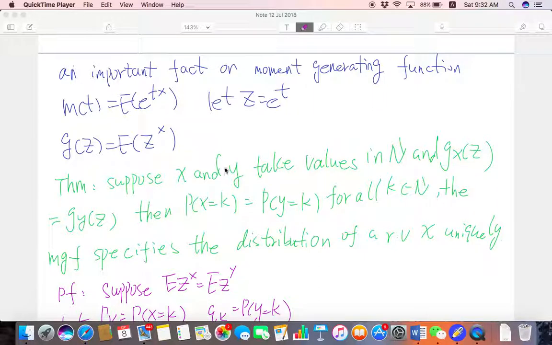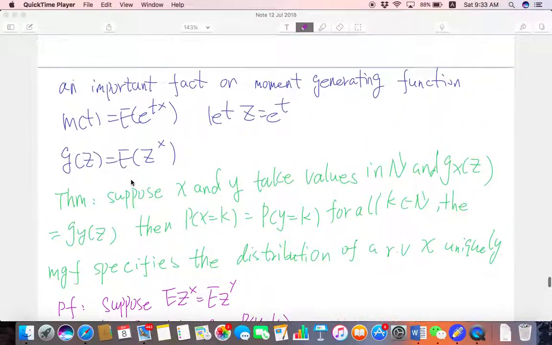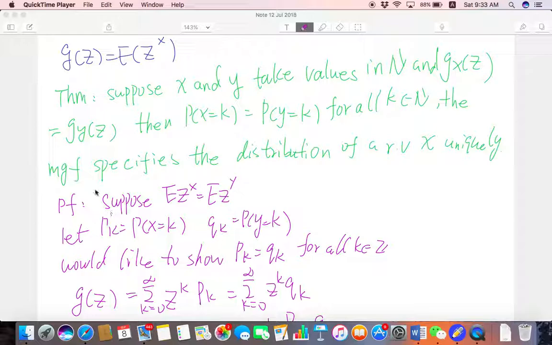To simplify the manipulation and to see better what's going on, we make a substitution by z equal to Euler's number e to the tth power. Make such a substitution. And then the original form of the moment generating function has been altered into this kind of form, G(z). Okay, so now let's go through the proof of this theorem.